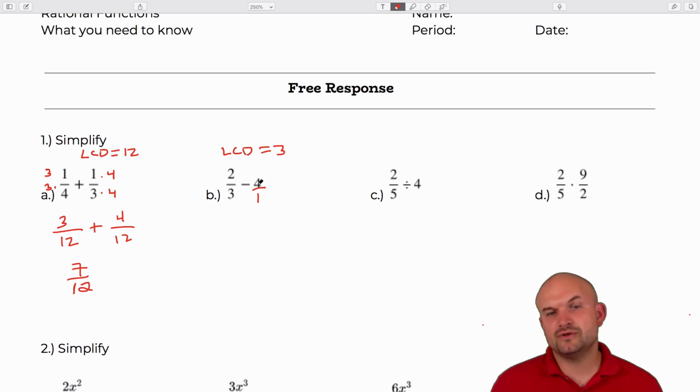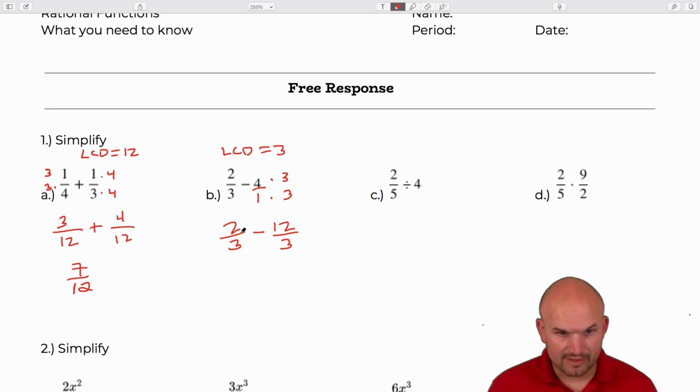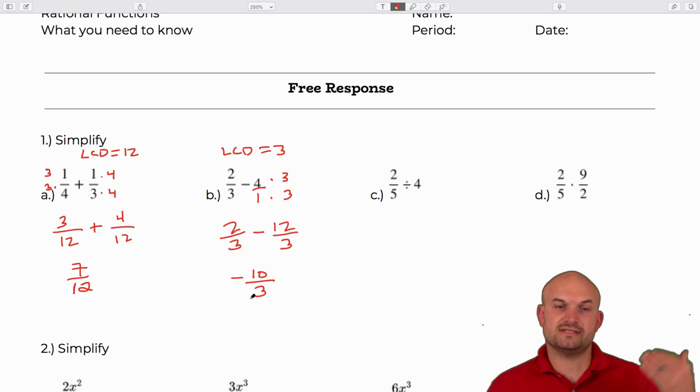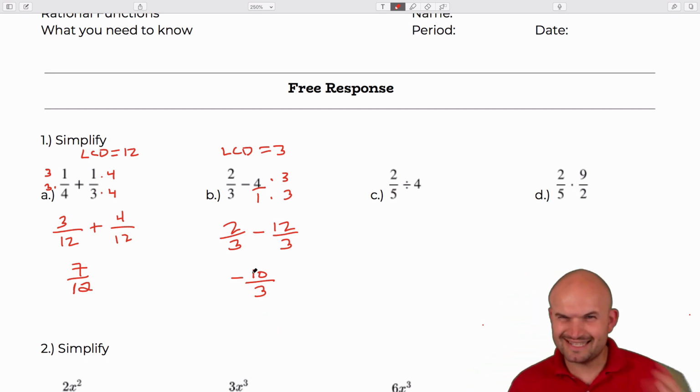However, I do need to work on something here on the right side. To get 1 to be 3, I'm going to multiply by 3 over 3. Again, that's going to keep my equivalent fraction. So I have 2/3 minus 12/3. Now when I do 2 minus 12, I get negative 10/3. Now, this sometimes trips people up as well. Where does the negative symbol go? Well, just remember, negative 10 over 3 is the same thing as 10 over negative 3, which is also the same thing as negative 10/3. So you can put the negative symbol in front of it, in the numerator, or in the denominator.